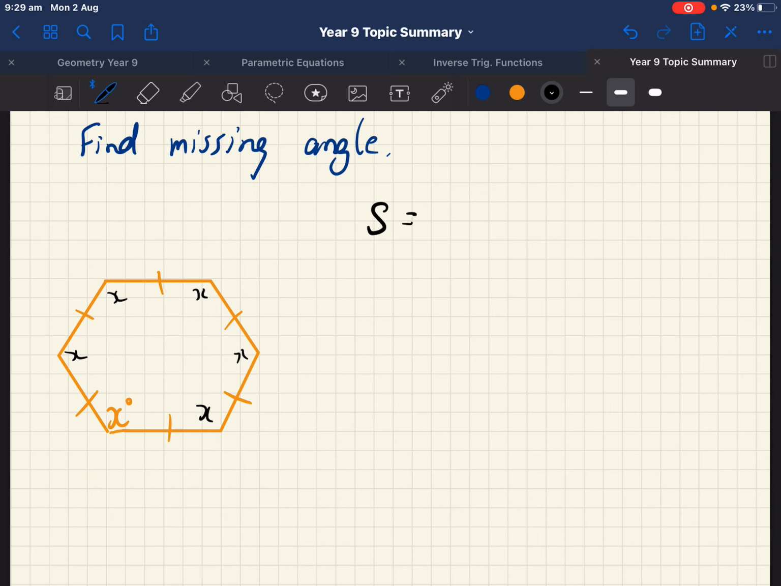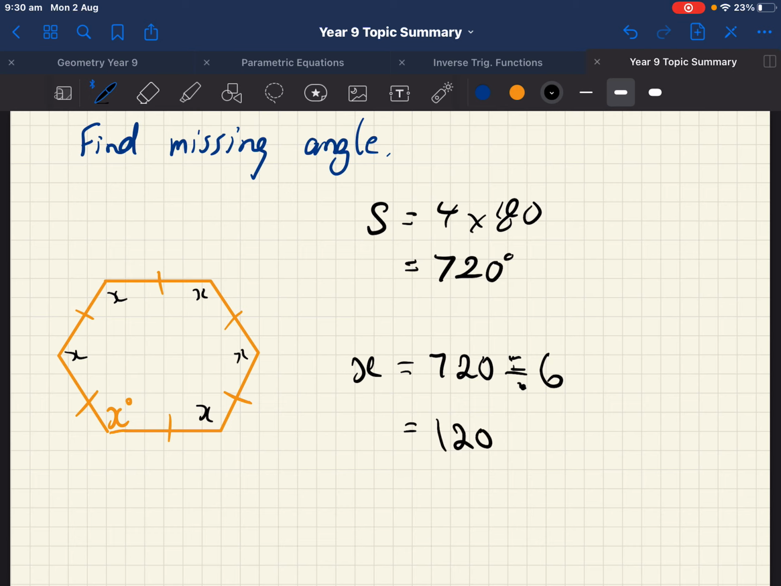What is the angle sum? 6 sides, 6 take away 2, times 180. Okay, so we have our angle sum. These 6 angles add up to 720. For us to find x using the shortcut, all the angles are the same. So you just have to split your 720 up, divide it between the 6 angles. 720 divided by 6, I believe you get 120 degrees, and that there is the size of our missing angle. Pretty good.